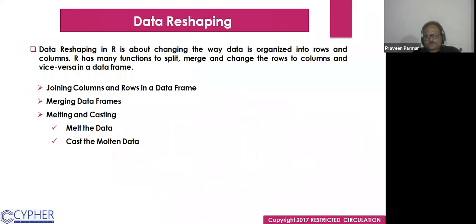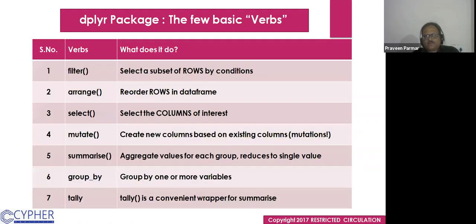Okay. And data reshaping in R is about changing the way data is organized into rows and columns. R has many functions to split, merge, and change the rows to columns and vice versa in a data frame. So joining columns and rows in a data frame, merging data frames, we have seen in our earlier session, and melting and casting: melt the data and cast the molten data. So we'll see all these things.